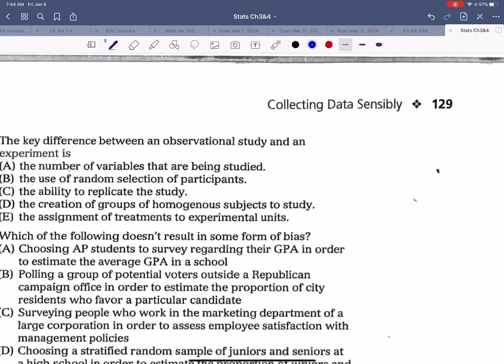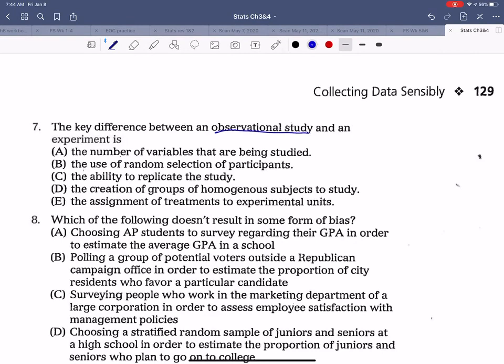Now, 7, a key difference between an observational study and an experiment is always our treatment. Okay, so let's see if that would be one of our choices here. Yeah, the assignment of a treatment to our experimental units, that's how we know. So again, just jot something out on the side. Treatment tells us it's an experiment.